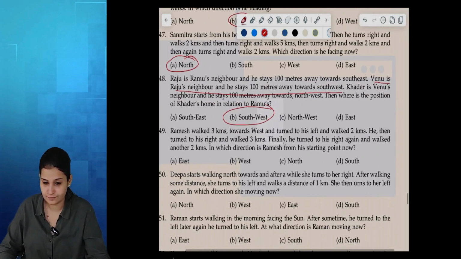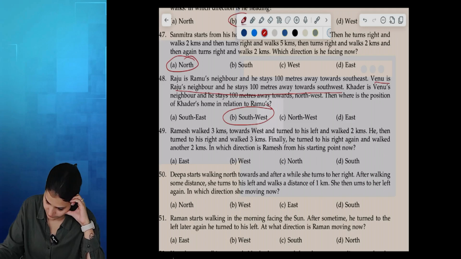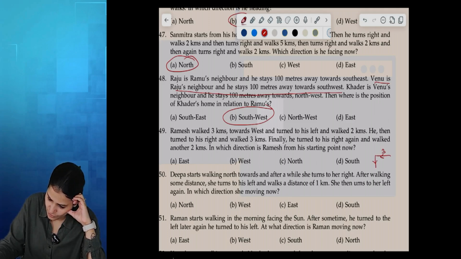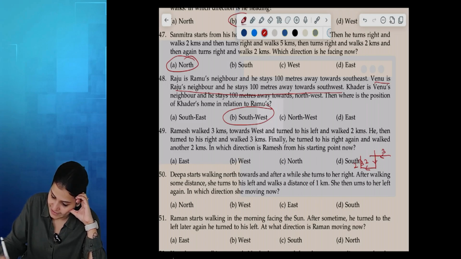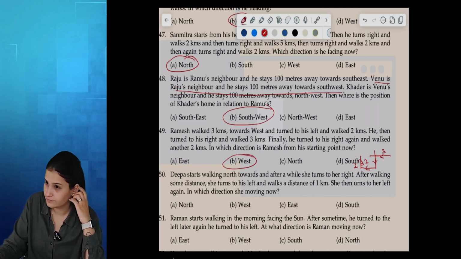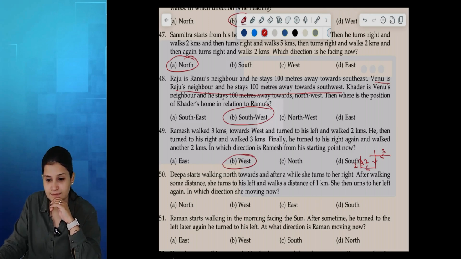49. West. Ramesh walked 3 kilometers towards west, turned to his left and walked 2. He then turned to his right and walked 3. Finally turned to his right again and walked 2. Same line. Which direction is he from the starting? West side. Yes. Done? Yes, ma'am.